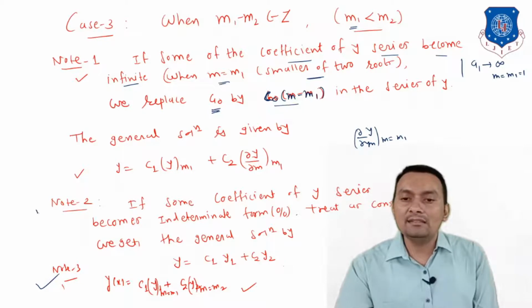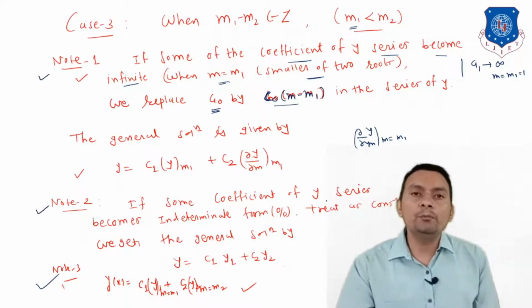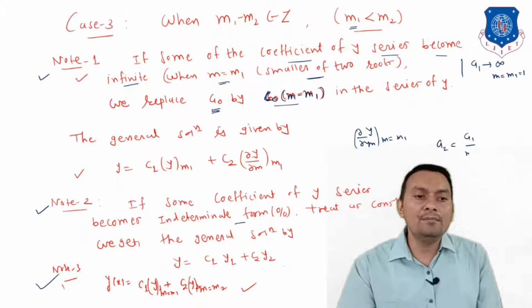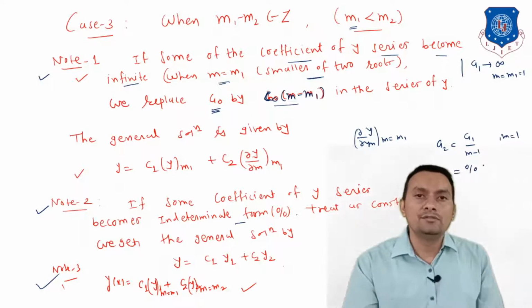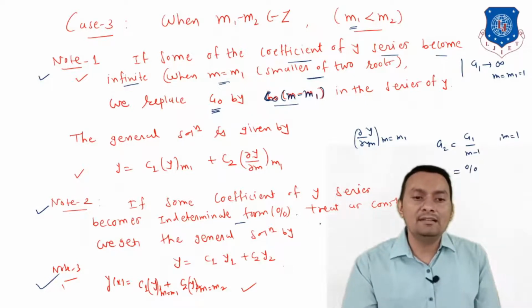Note number 2: if some coefficient of the y series becomes an indeterminate form, that means we are getting a 0 by 0 form. Suppose you are given that a2 is equal to a1 divided by (m minus 1), and m is equal to 1, then you are going to get a 0 by 0 form. In that case we treat it as an arbitrary constant, and therefore our general solution will be y equal to c1 y1 plus c2 y2.